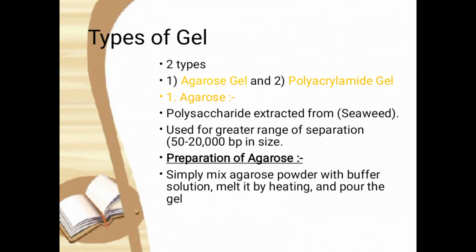Now we see how to prepare the agarose gel. Friends, agarose sets thermally. Agarose gels are extremely easy to prepare. You simply mix agarose powder with buffer solution, melt it by heating, and pour the gel. It is also non-toxic except after adding ethidium bromide. So in this way we prepare the agarose gel.